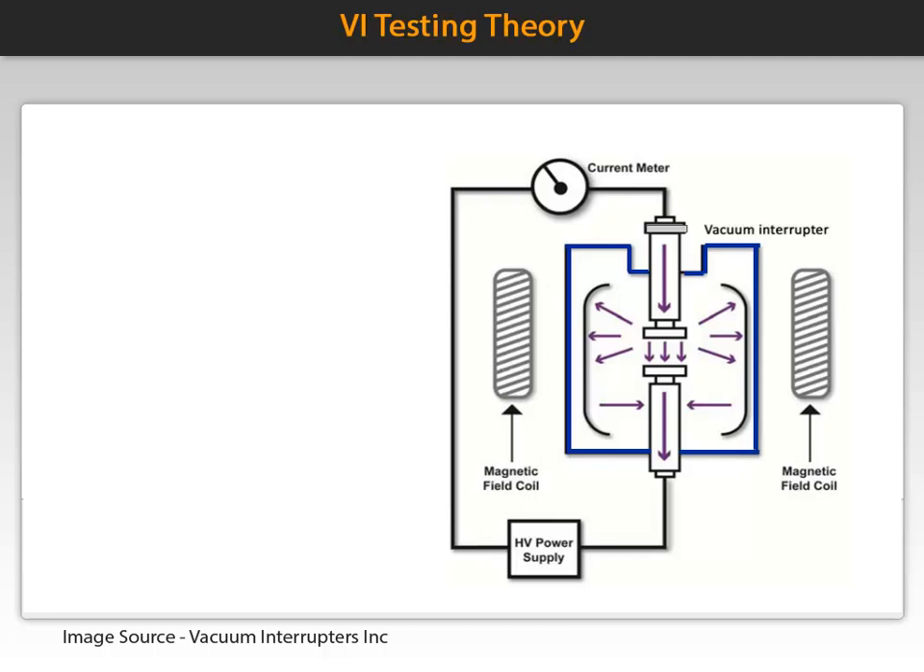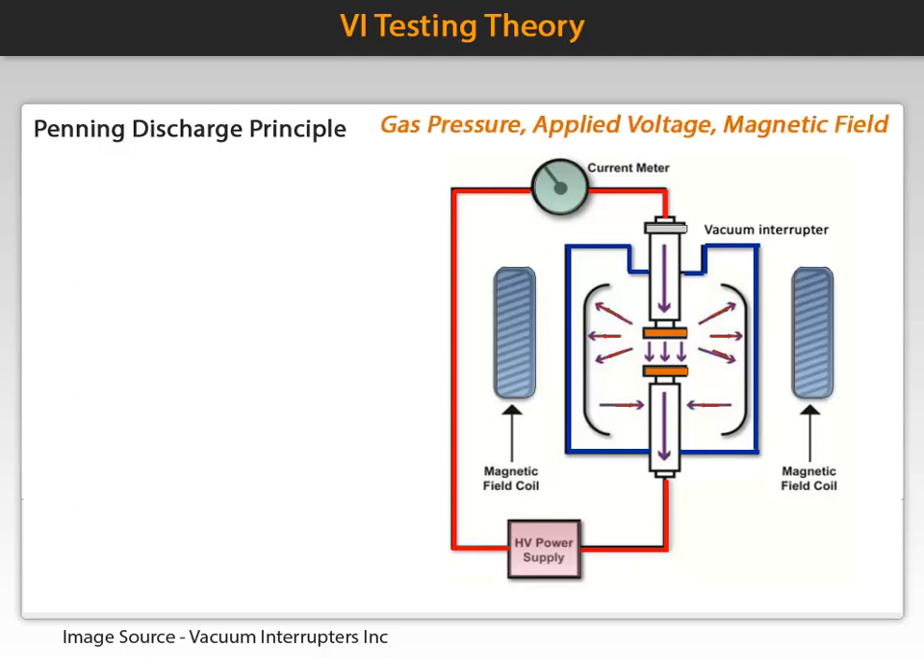The MAC vacuum interrupter leak test is based on studies by Franz Michael Penning, and his discovery is called the Penning discharge principle. The principle showed that when a high voltage is applied to open contacts in a gas and the contact structure is surrounded by a magnetic field, the amount of current flow between the plates is a function of the gas pressure, the applied voltage, and the magnetic field strength.